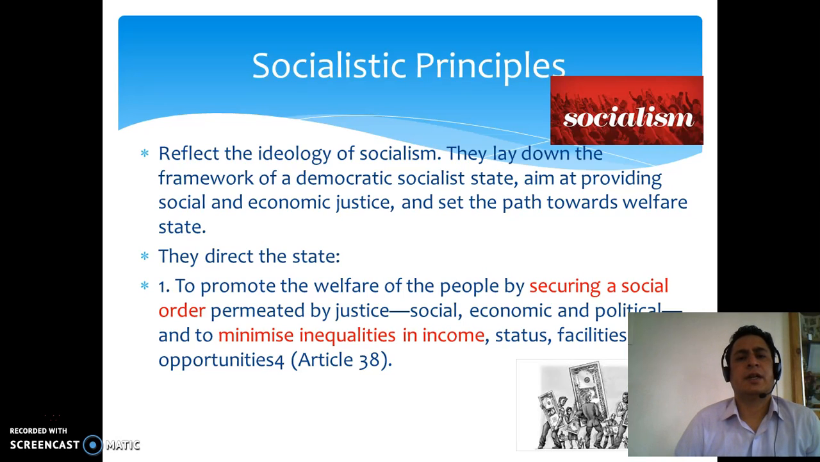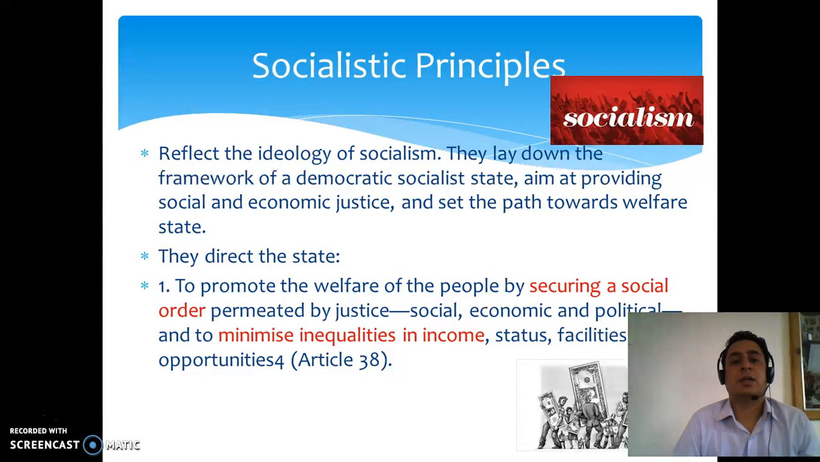Socialistic principles simply reflect the ideology of socialism, and socialism, as we know, takes a state closer towards equality, towards being an egalitarian society, towards minimizing the glaring inequalities in wealth, income, opportunities and status. So the socialistic principles lay down the framework for a democratic socialist state and aim at providing social and economic justice and set the path towards the welfare of the state. They basically direct the state to secure a social order which is permeated by justice, that is social, economic and political, and minimize the inequalities in income, status, facilities and opportunities.